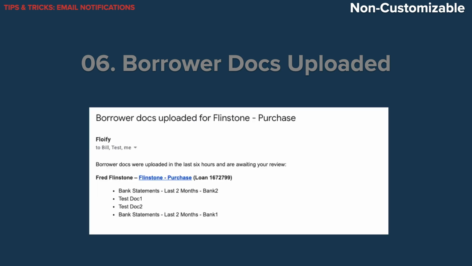All right, and this is what those emails look like. So if you ever see an email that comes through that says borrower docs uploaded for, typically it's the borrower last name and whether it's a purchase or a refi, but it'll say that the borrower docs were uploaded in the last 6 hours and are awaiting your review. It'll have the borrower listed as well as the loan ID, and it'll list off any documents there that the borrower has uploaded.